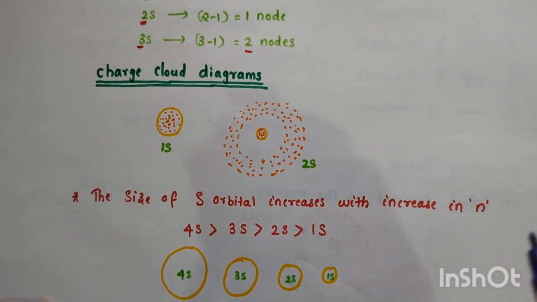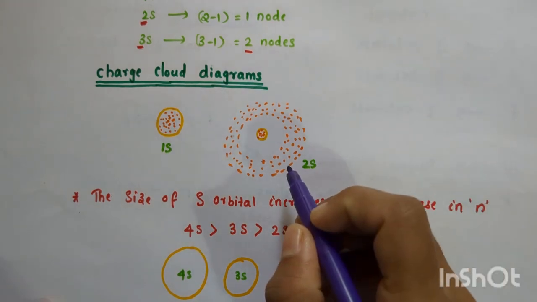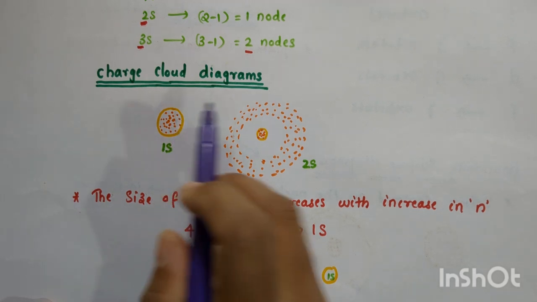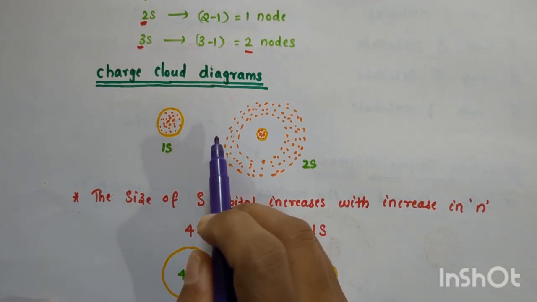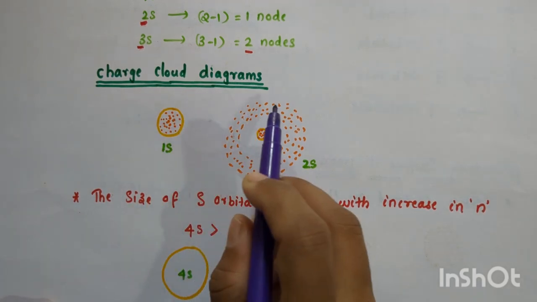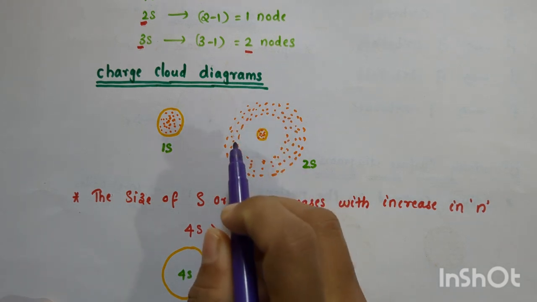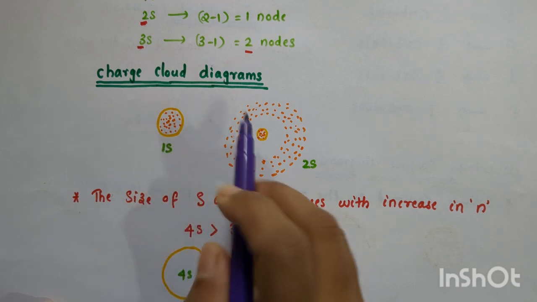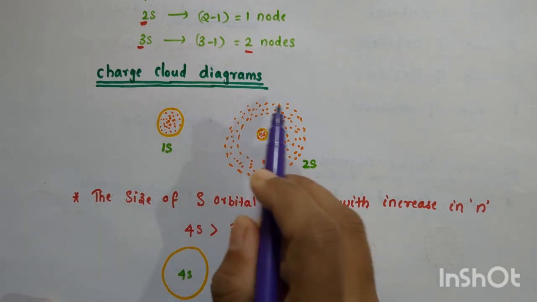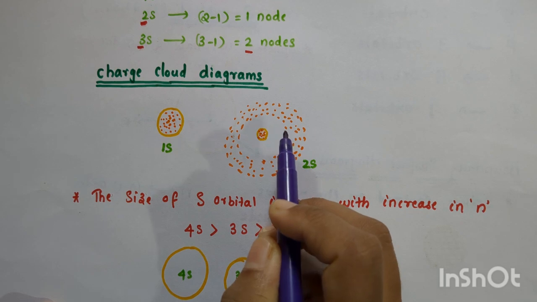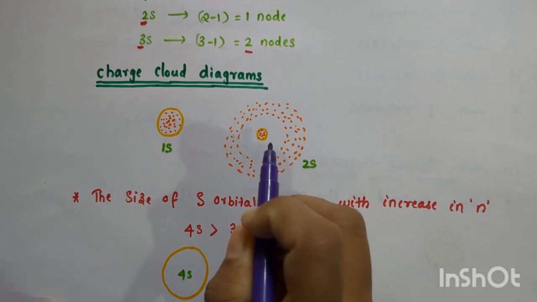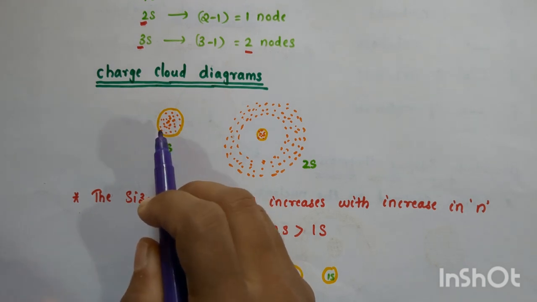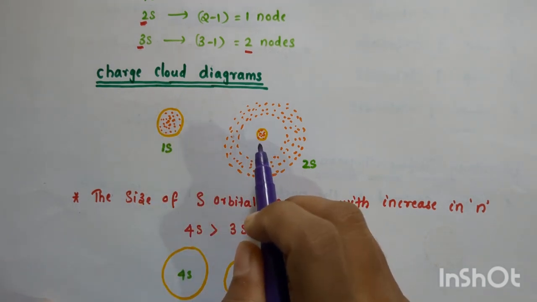Now you see, the probability density can be visualized in terms of charge cloud diagrams. In these diagrams, we will use the density of the dots to represent the probability of finding an electron. So, in these charge cloud diagrams, the density of the dots in a region represents the electron probability density in that region. This is the charge cloud diagram for 1s orbital. This is the charge cloud diagram for 2s orbital.